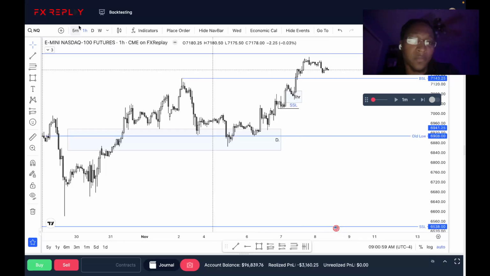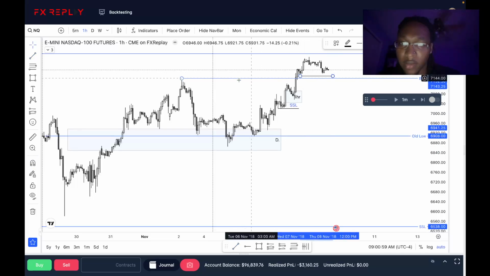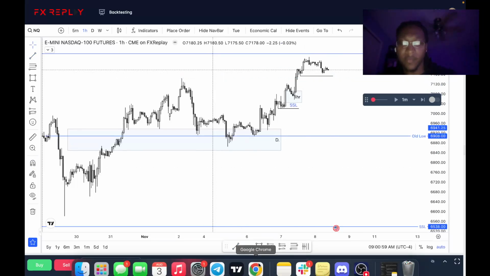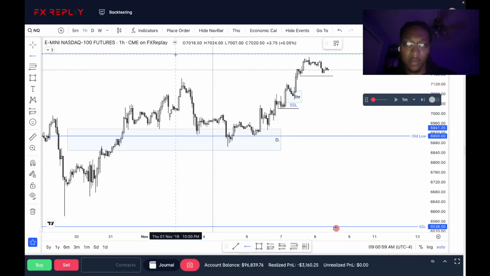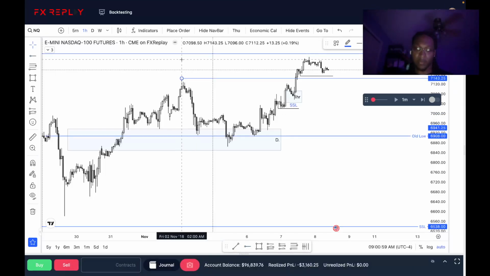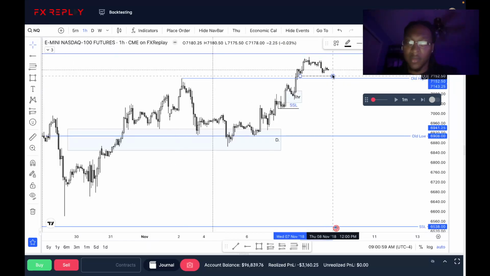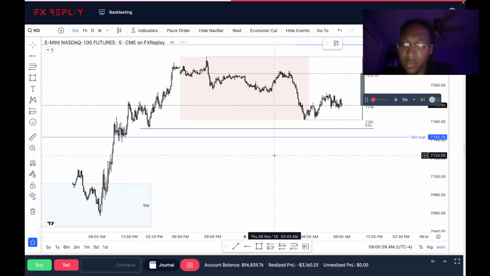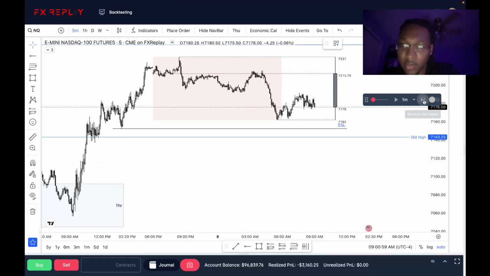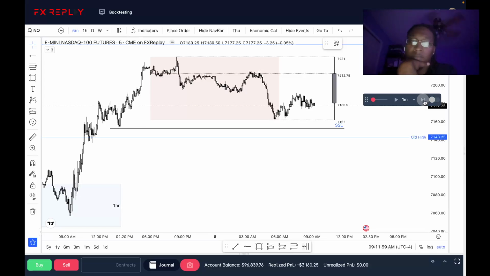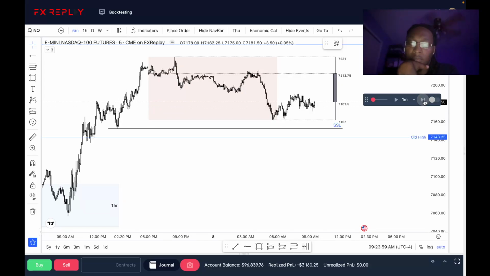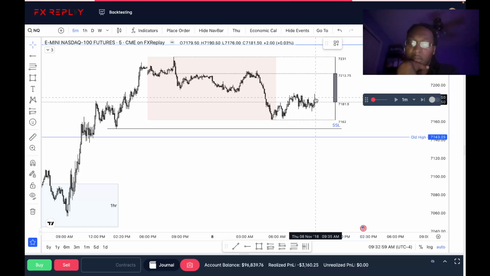This is 9 a.m. We have a swing low right here, especially after running out that high. Old high right here. And we have sell side right here. We could run these lows and then push higher. Let's see what we do. This looks like it's 9:30.